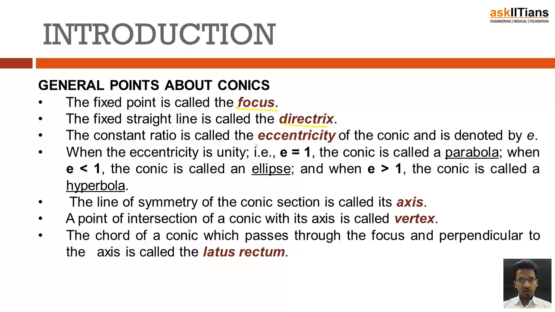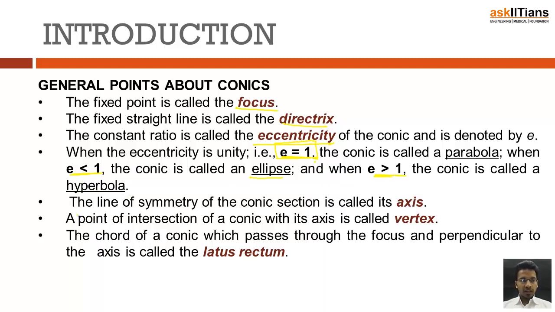The constant ratio is called eccentricity. Eccentricity is basically the measure of circularness of a conic. For a circle it is 0, because it is perfectly circular and does not deviate. So eccentricity measures the deviation from being circular. For a parabola it is 1, for an ellipse it is less than 1, and for a hyperbola it is greater than 1.